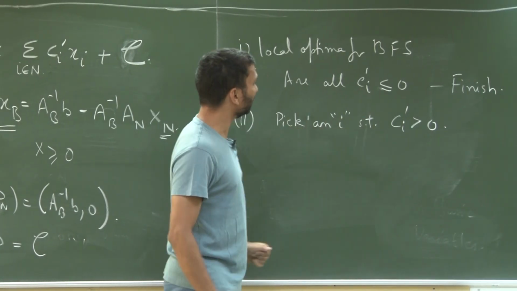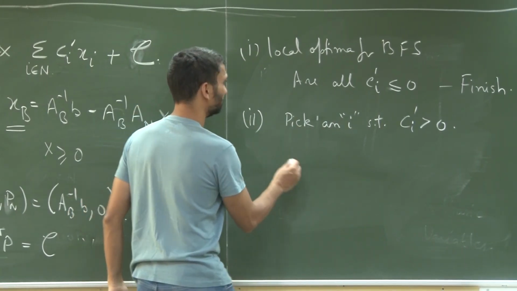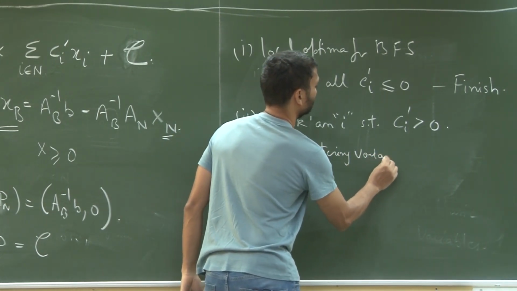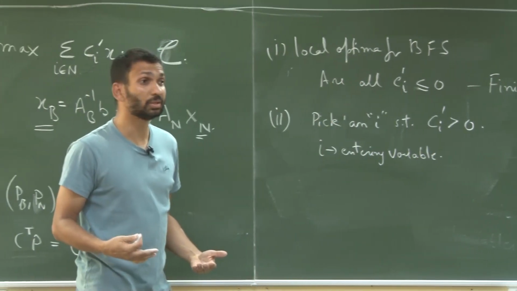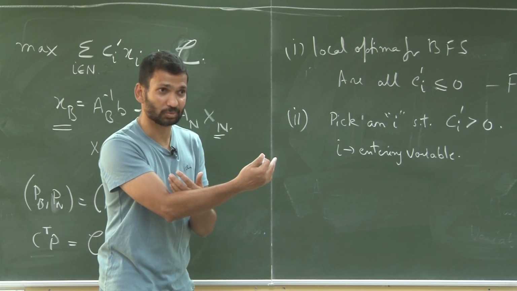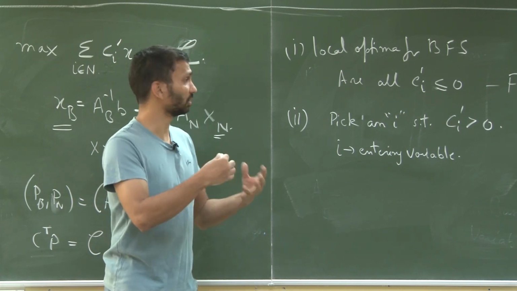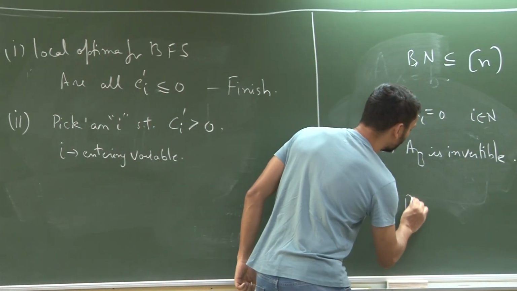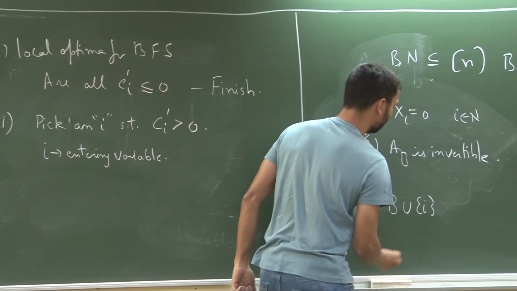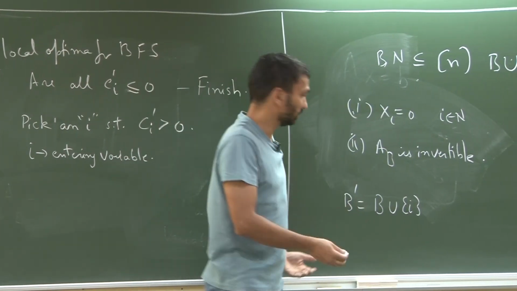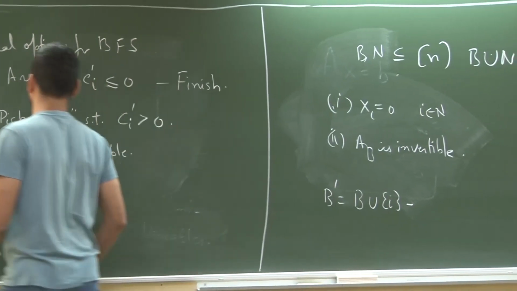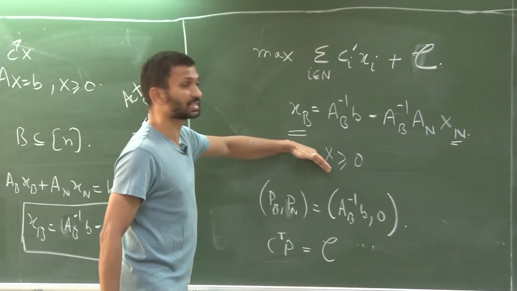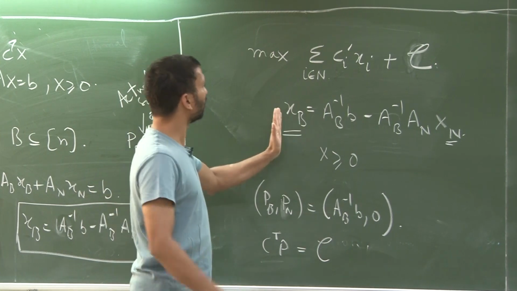Now, if Ci prime is greater than 0, this i will become my entering variable. What do I mean by entering variable? Entering in the basic feasible solution. Okay, so this now in this subset, in the B prime, the new solution is going to be B union i, but then I need to remove something. I need to have a leaving variable also. And how do I decide the leaving variable? I want to make sure that the x remains positive, right?